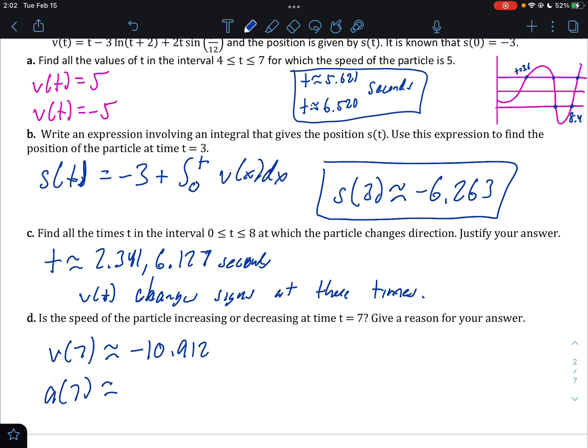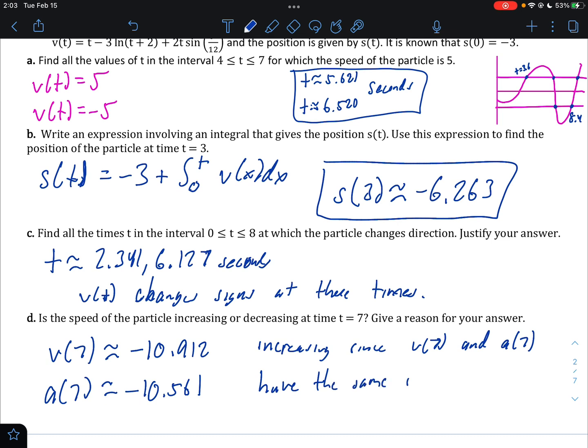And then for the acceleration at 7, go to math, number 8, derivative of y1 at 7. And we get negative 10.561. Since both of them are negative, which really all that matters is that they're both the same sign, the speed is increasing. So increasing since v of 7 and a of 7 have the same sign. It doesn't matter if they're both positive or both negative, as long as they're both the same.